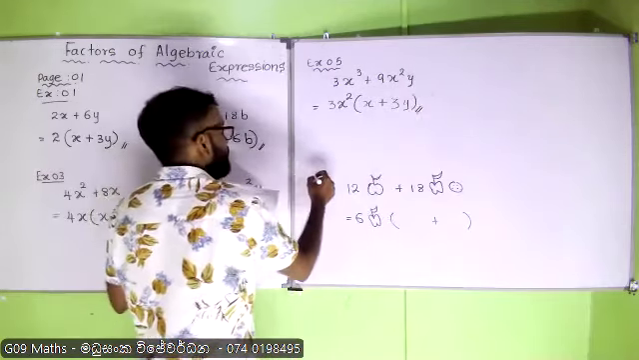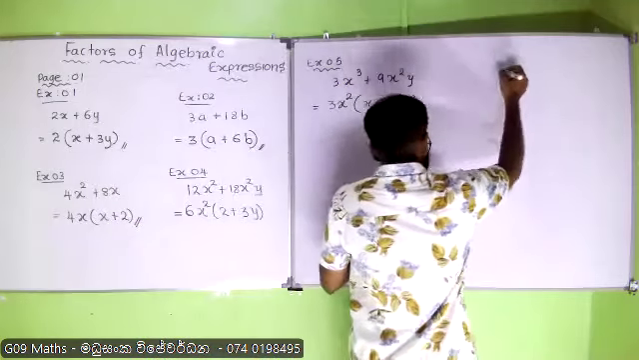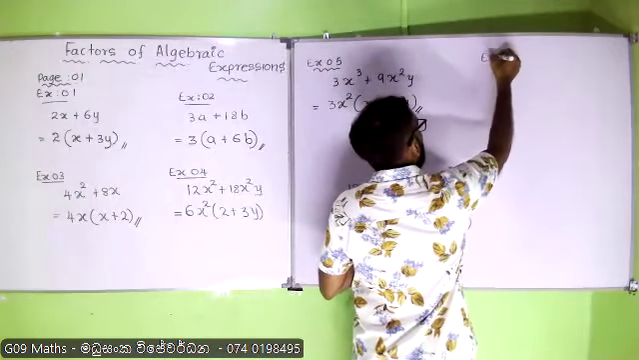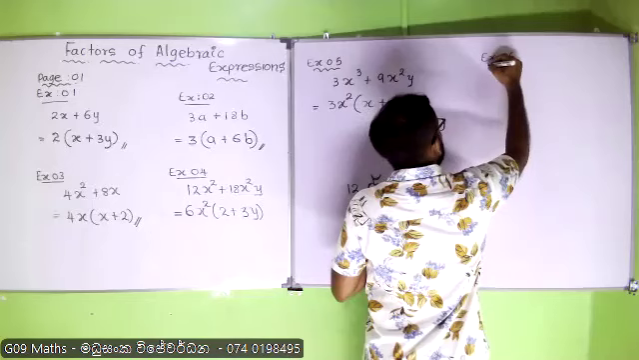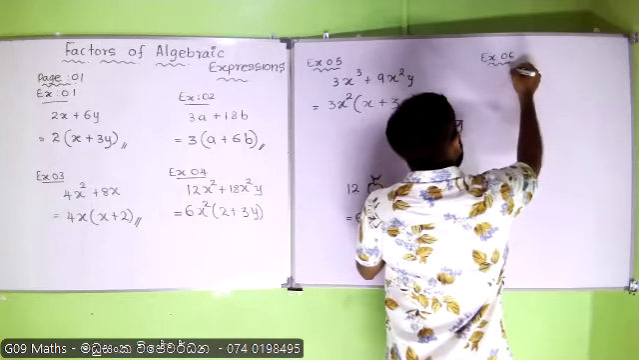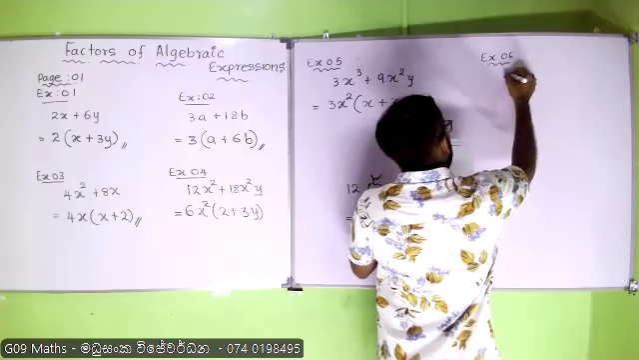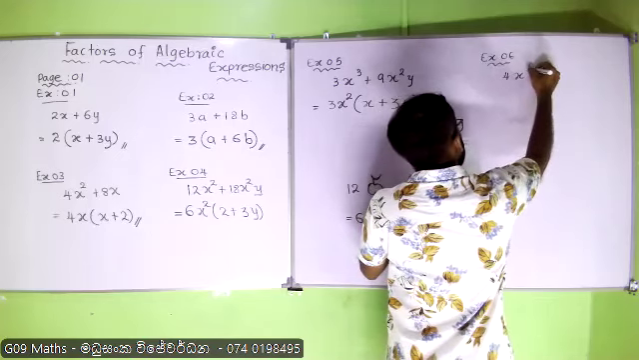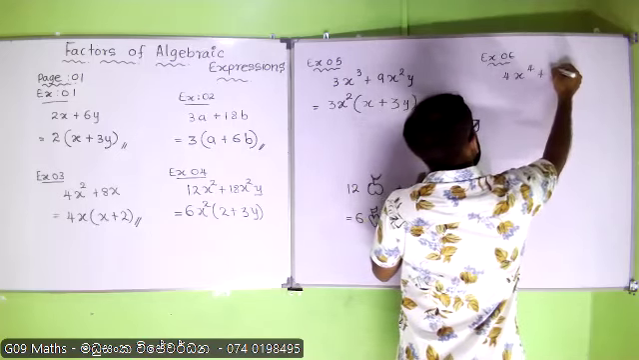Right? Then example number 6. Example number 6. 4x to the power 4 plus 16x to the power 3 y.